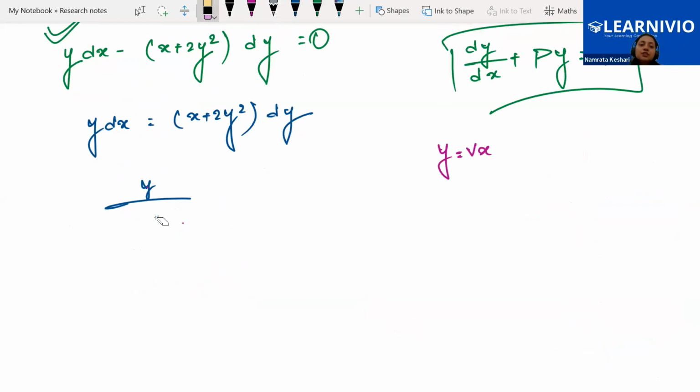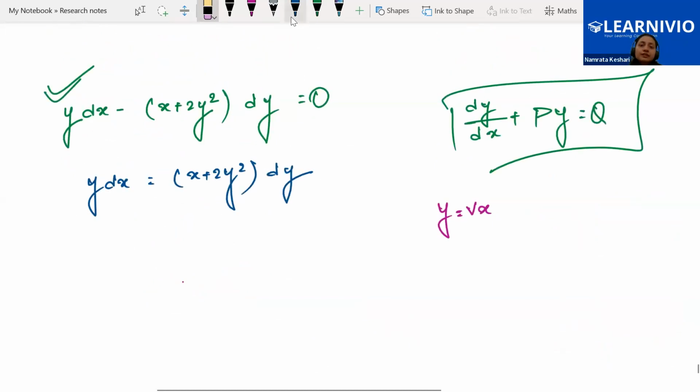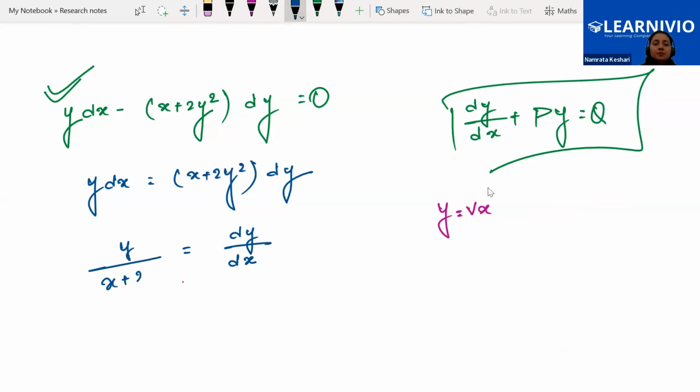The last hope is the linear differential equation. We will try arranging it like this. We have kept dy by dx already on one side, so we will have dy by dx equals y by x plus 2y square, right?